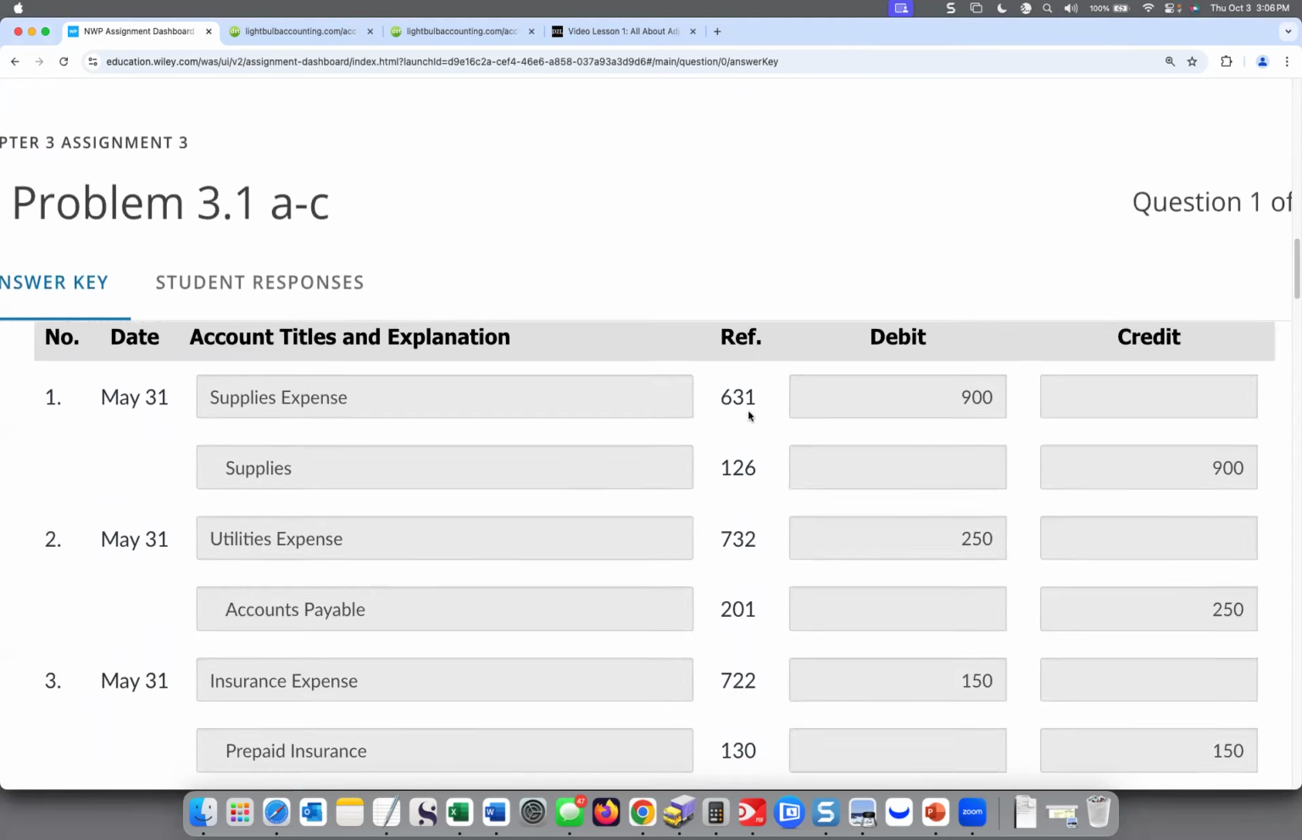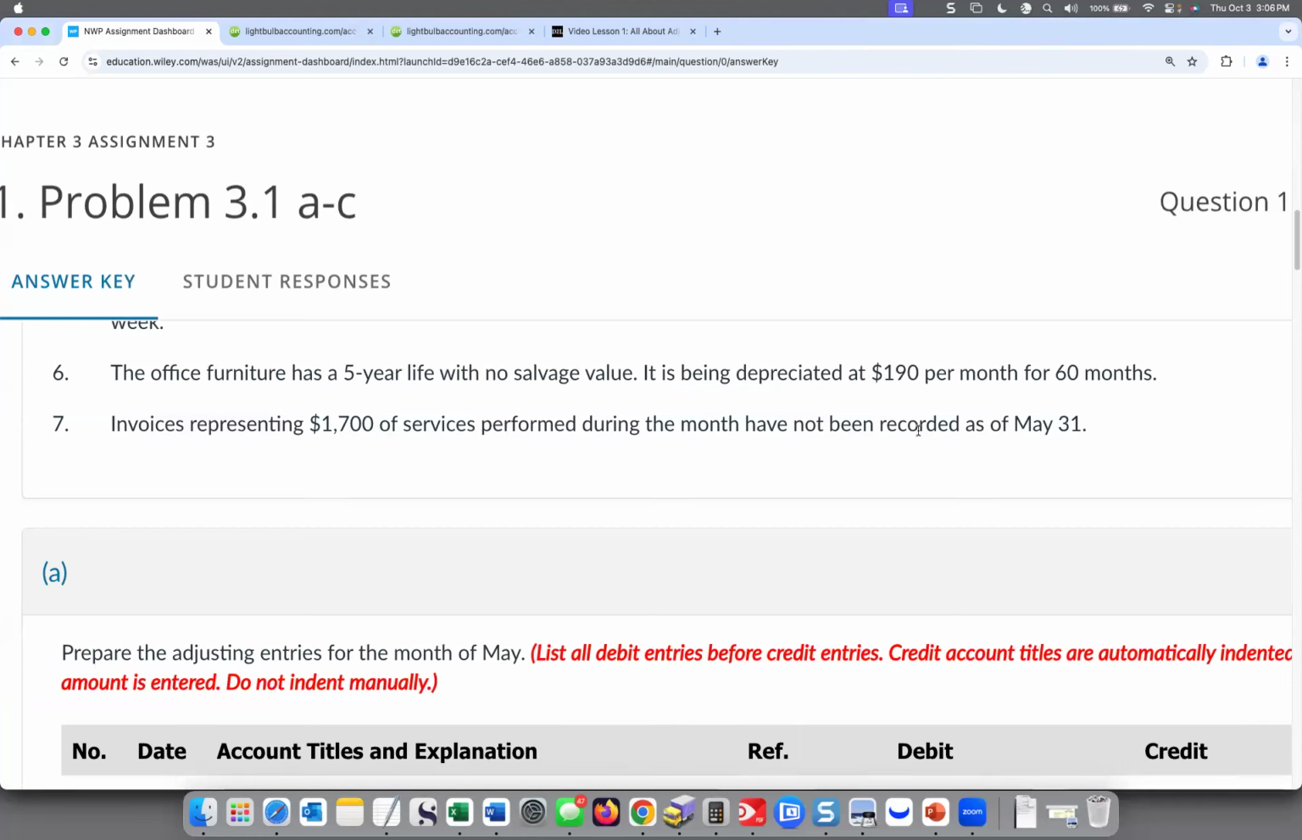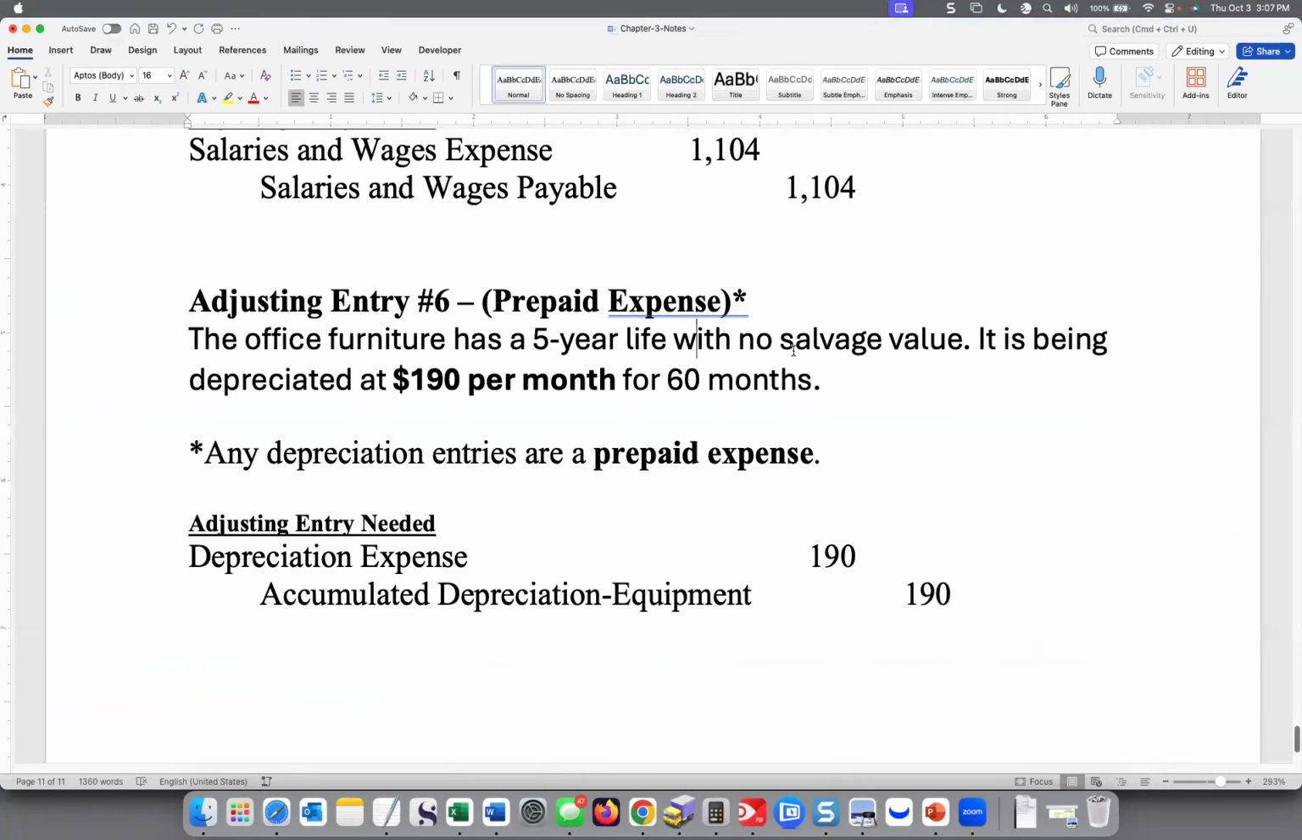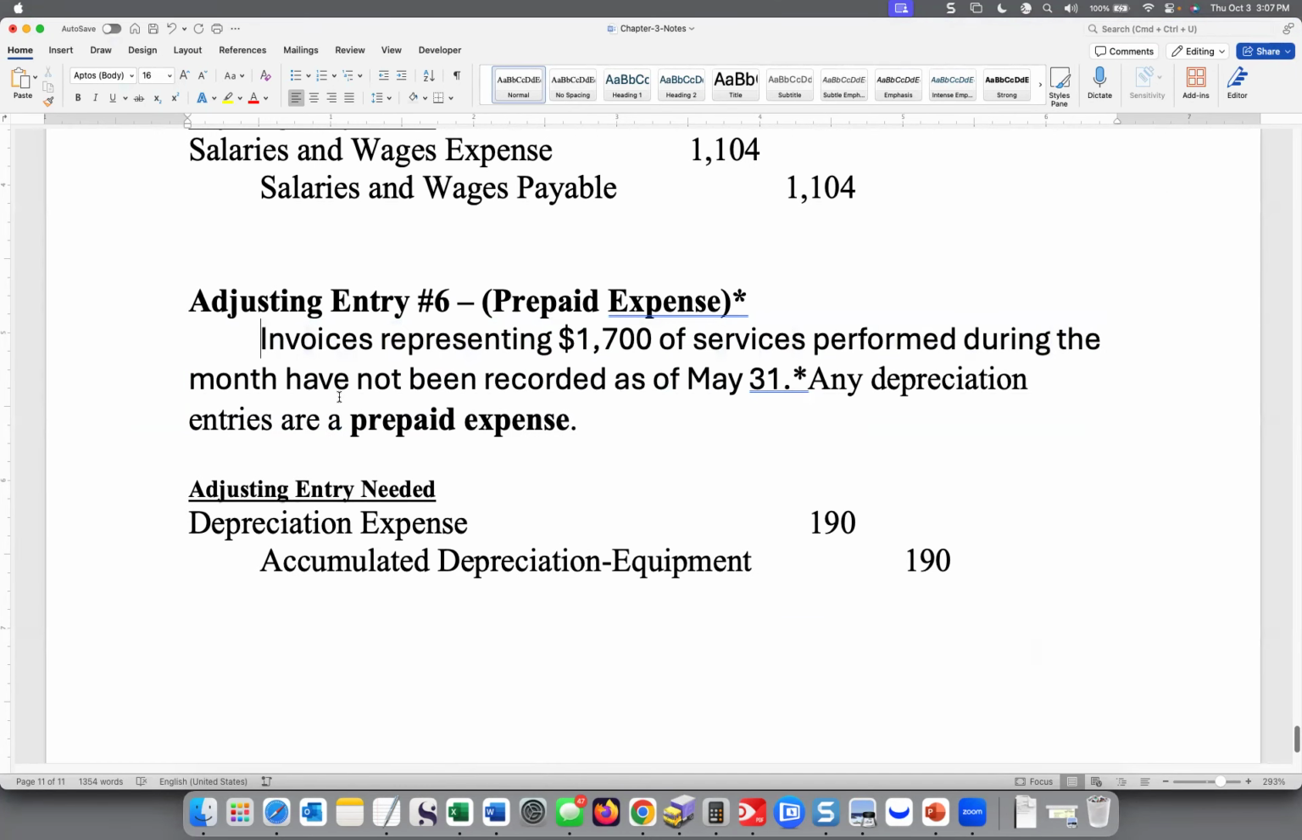And then the last one says invoices. Well, here, let's copy it in first. Let's do that. Copy it in on here and pull this into here. Okay.